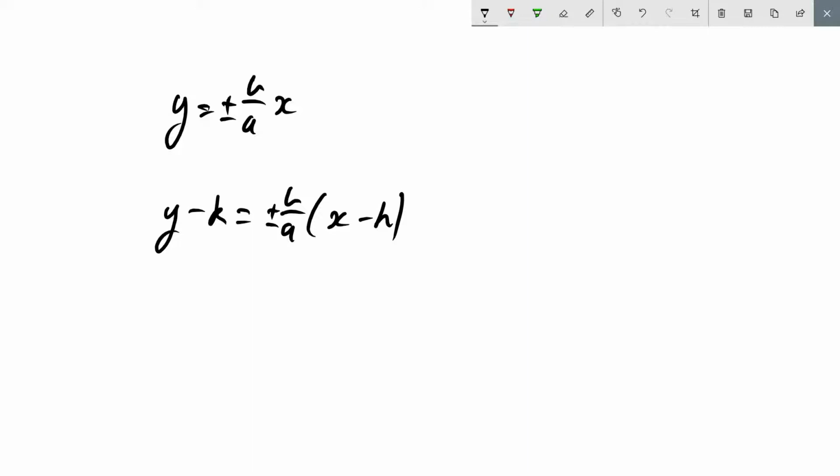So what this does is that it will make sure that this linear line will go through h comma k, and it will do so at this gradient, this b over a gradient. We can also move this k to the other side, so y becomes the subject.